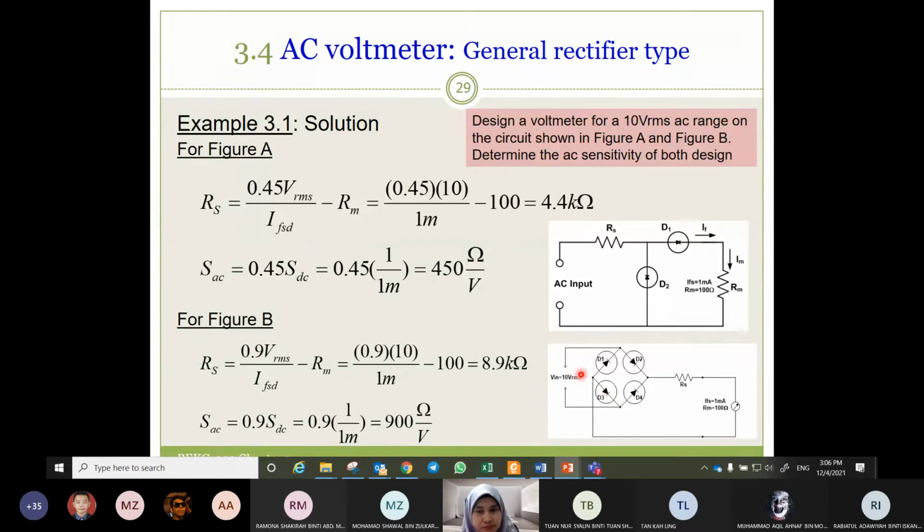Okay, this is for figure B. RS is equal to this formula. We substitute Vrms is equal to 10, and IFSD is equal to 1 milli, and we get 8.9 K. SAC is equal to 0.9 SDC because of the full-wave rectifier, and we get this.